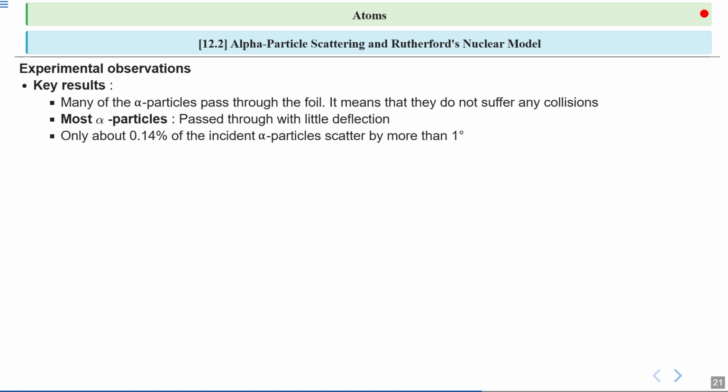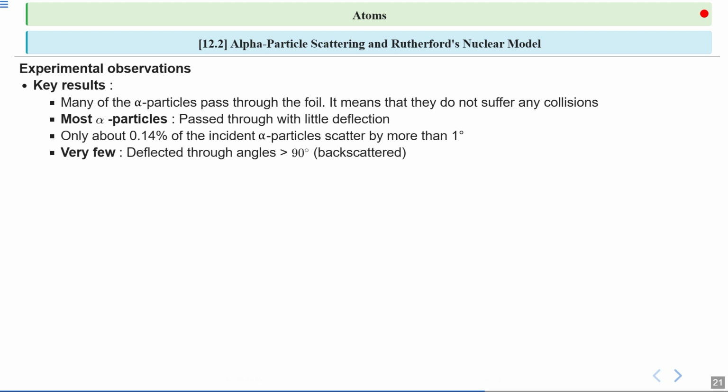Only about 0.14% of incident alpha particles scattered by more than 1 degree, and very few were deflected through angles greater than 90 degrees. Very few particles backscattered. So let's put numbers on it: 1 in every 8,000 alpha particles was scattered through an angle greater than 90 degrees.